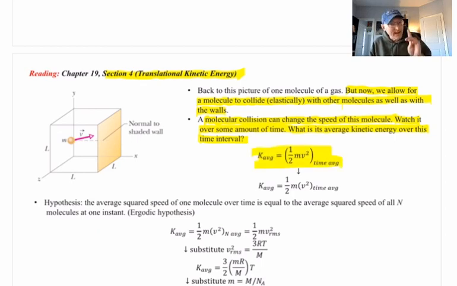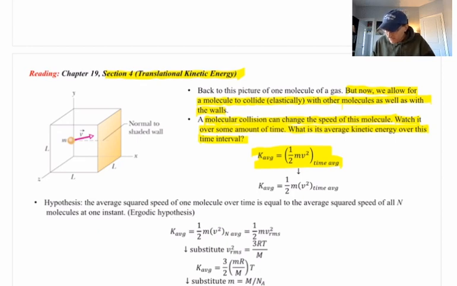K, capital K, symbol for kinetic energy, avg. Take 1/2 mv squared, where v squared is the speed squared of the molecule. Watch that v squared and average it over time. That means sample its v squared at a bunch of different times and add them up and divide by how many there were.